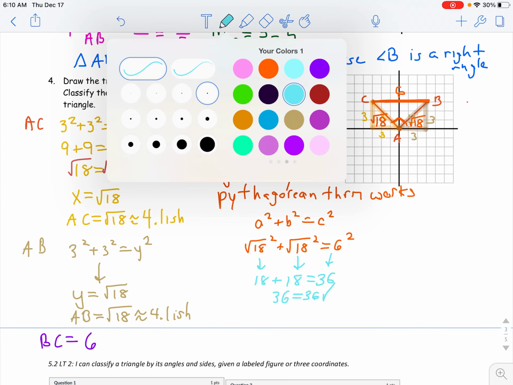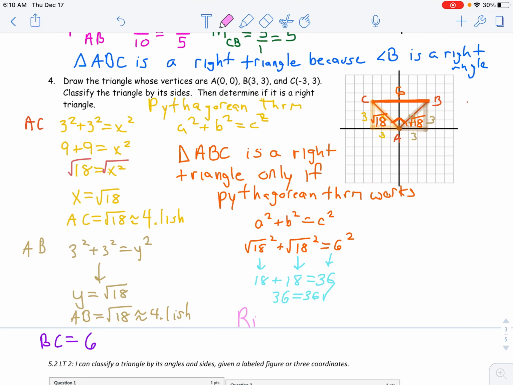So this triangle had 2 congruent sides and a right angle. So it's a right isosceles. It's right because the Pythagorean theorem works for the side lengths. And isosceles, 2 congruent sides.